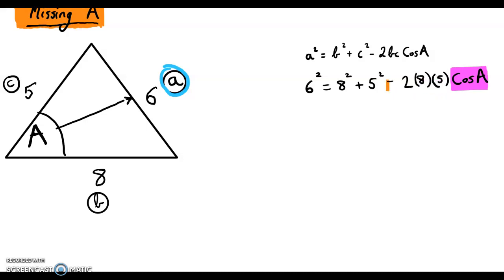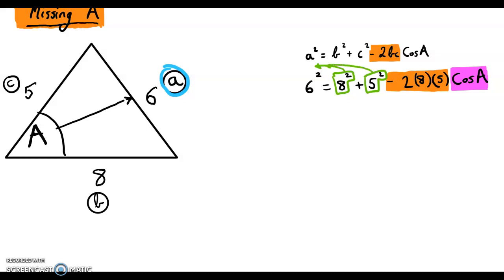So just leave this bit here for the moment. The minus 2bc bit, this bit of the formula. Instead, we're just going to focus on the b squared part and the c squared part. We're going to move those over to the other side.